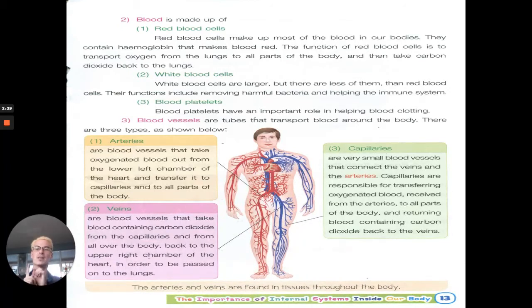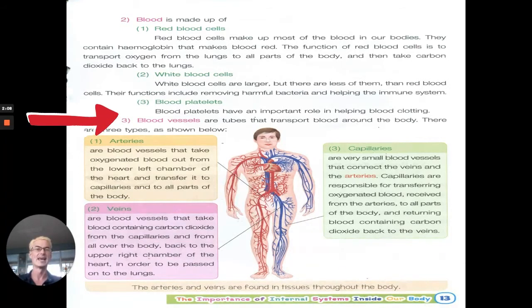To help blood clotting. When it stops bleeding, blood is clotting. This is the function of blood platelets. I hope it's clear. Then let's go down to types of our blood vessels.